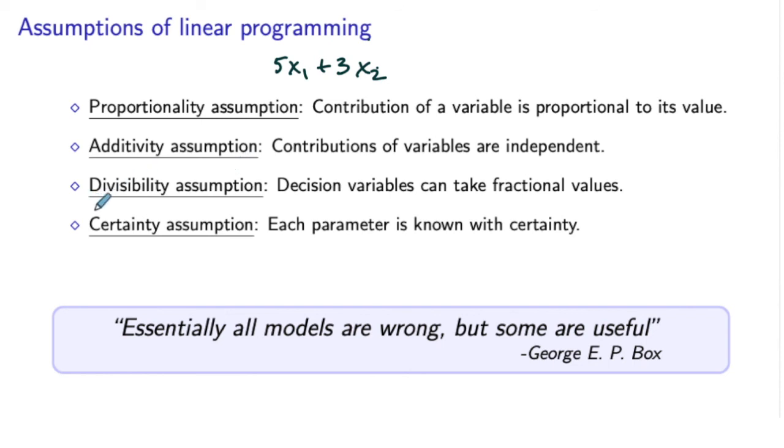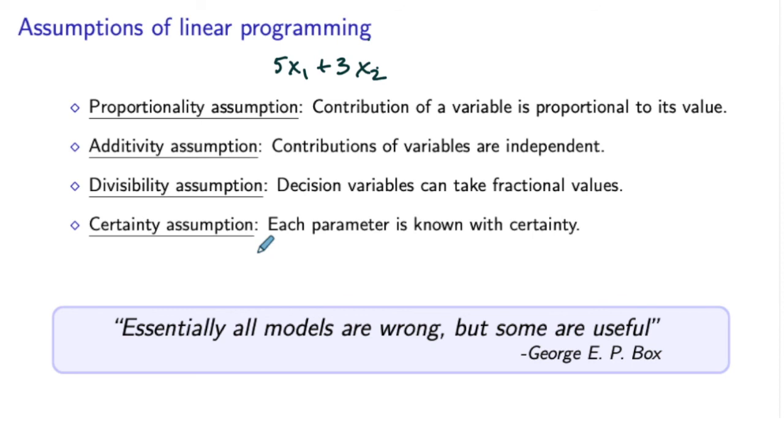If we drop divisibility assumption, then we are talking about integer programming models, and these are also extremely difficult to solve. And finally, if you drop the certainty assumption, then we talk about stochastic optimization, which is again a class of problems which are extremely difficult to solve.